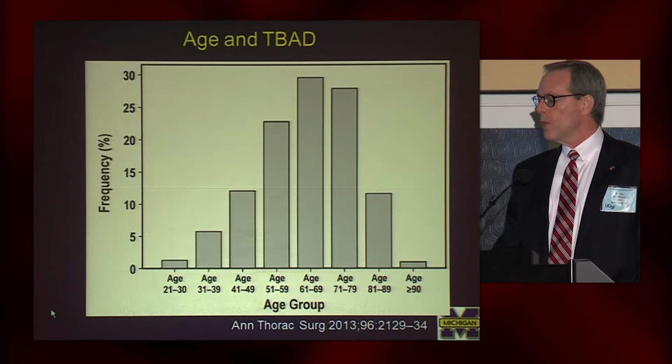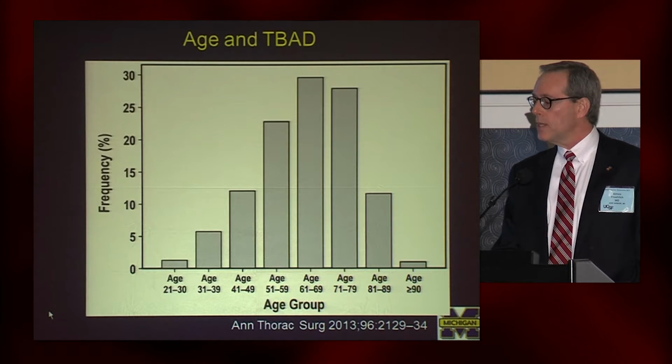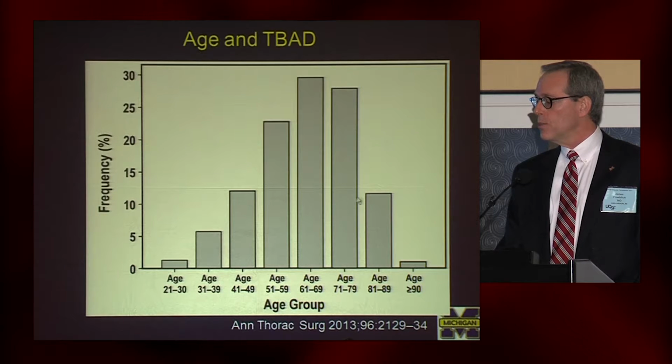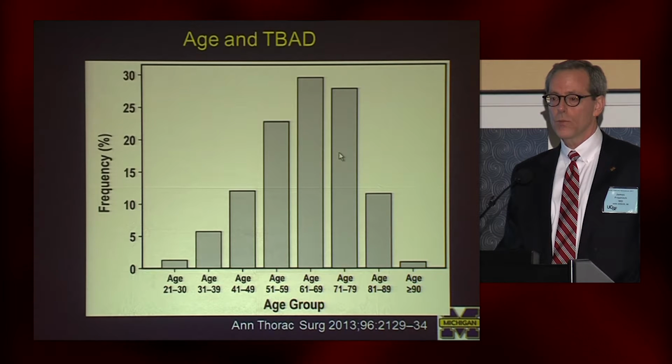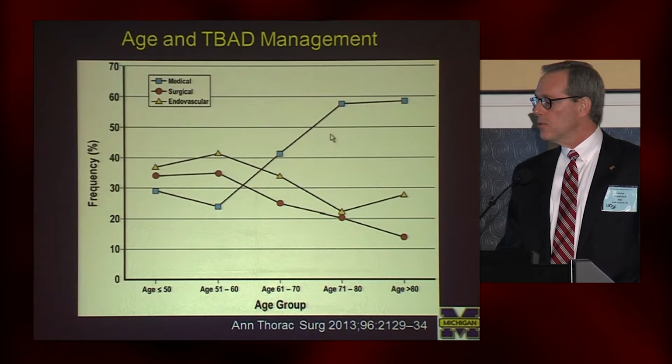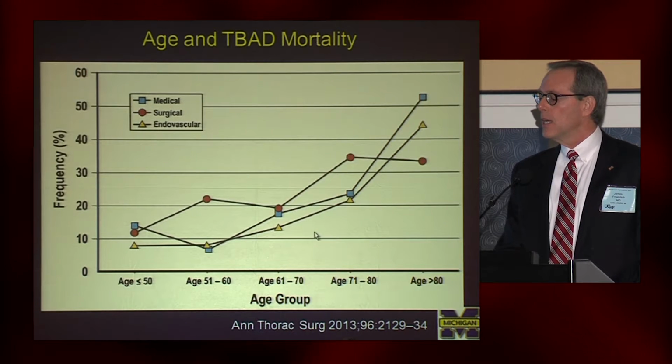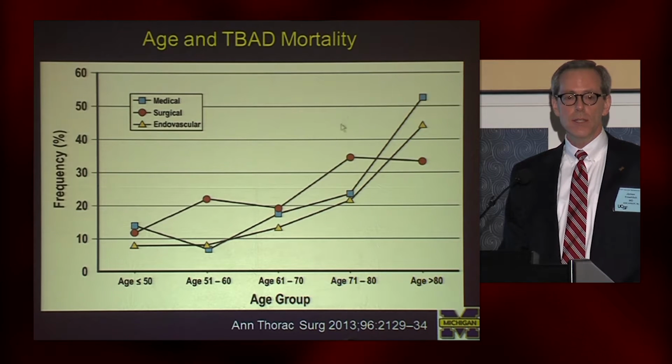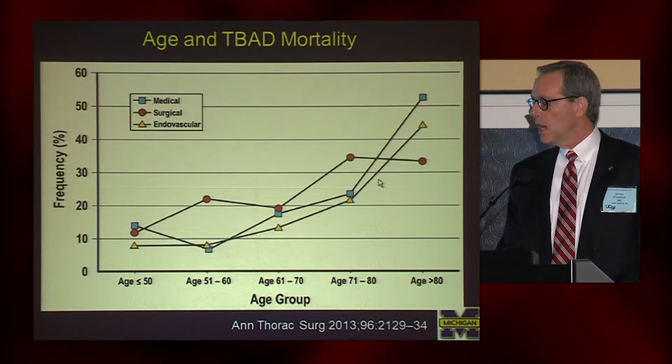I'll close with just a couple observations about age and size. This is the age distribution of our patients with type B aortic dissection, skewed a little bit towards the right compared with the type As. And this is trends over age in terms of type B aortic dissection management that we observed. As one might expect, the older the patients, the less likely they were to get either open or endovascular intervention. Interestingly, the mortality also goes up with age, not surprisingly, but that didn't seem to vary in terms of how patients were managed initially.